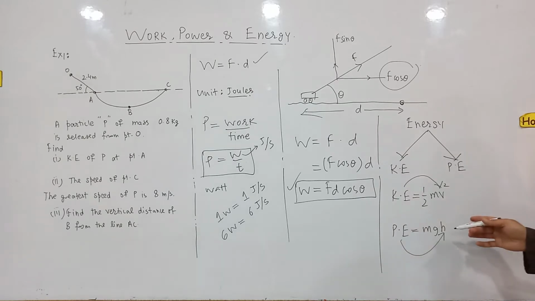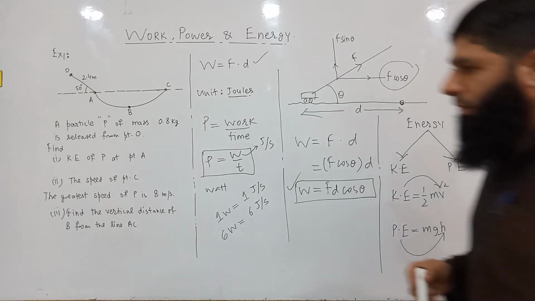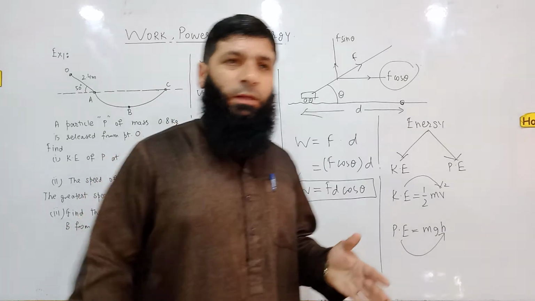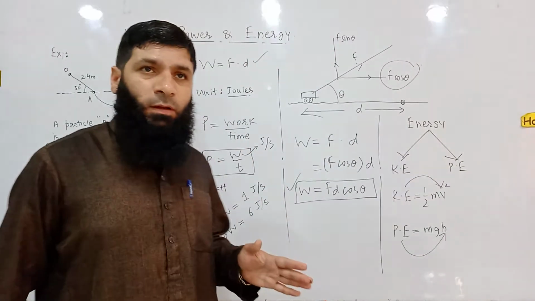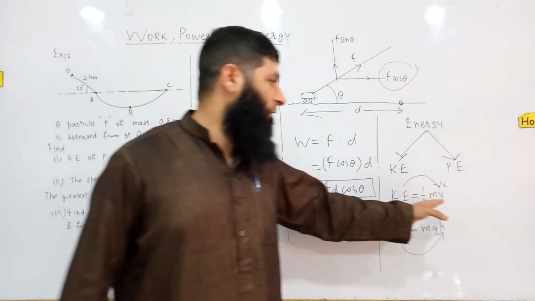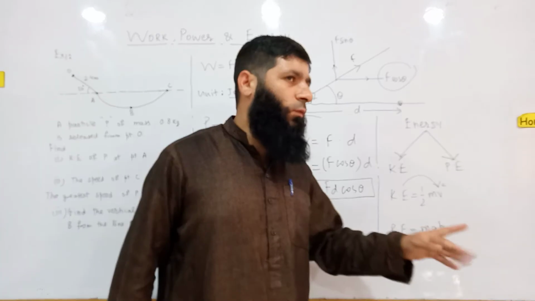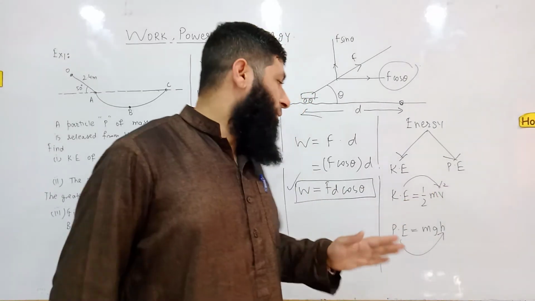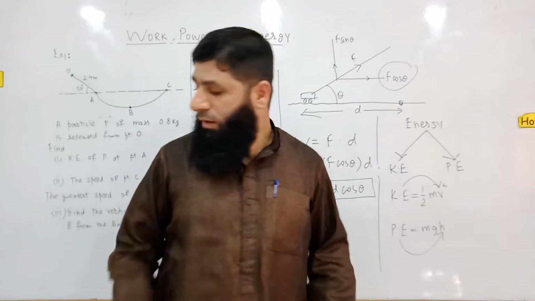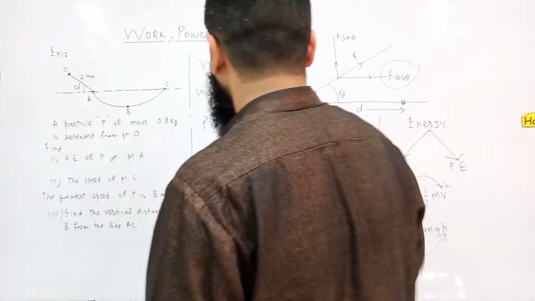If height of a body is 0, it means this type of body has 0 potential energy. Similarly, if a body is at rest, it means the velocity is 0, and if velocity is 0, the body which is at rest will have 0 kinetic energy. And look at this diagram.